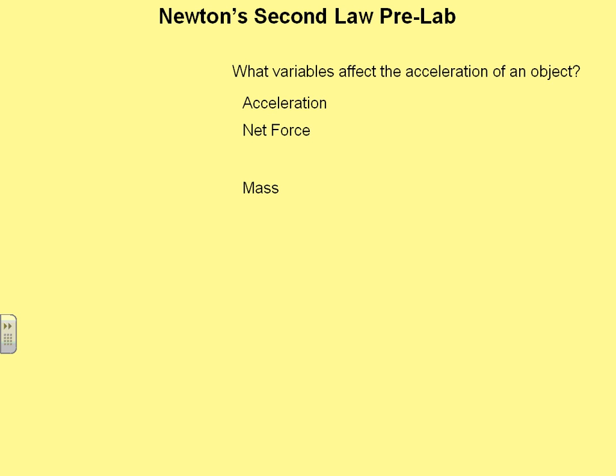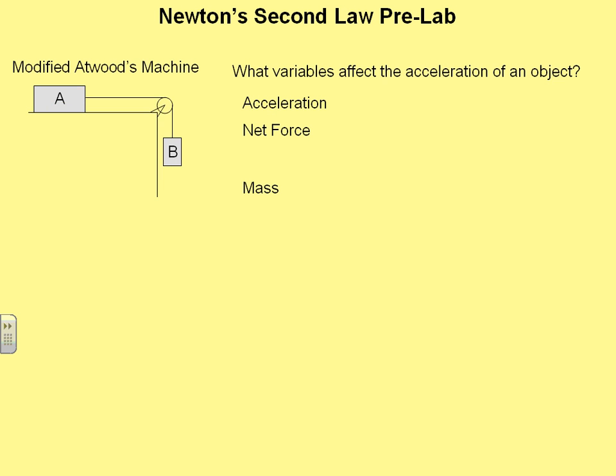Now, this is a 3-variable lab, so this is the first time we've done one like that. So this is going to be a little more complex of a situation. We're going to use something called the modified Atwood's machine that we talked about a bit in Unit 2. Named after Robert Atwood, a contemporary of Isaac Newton's.